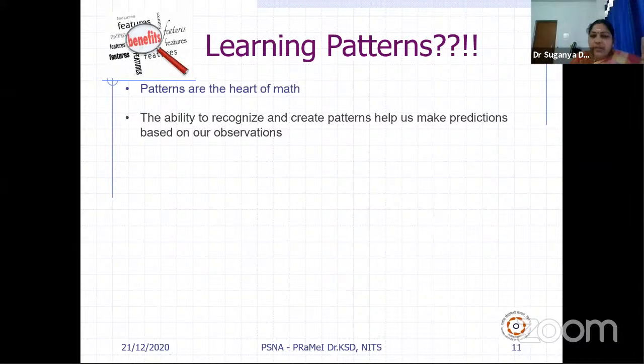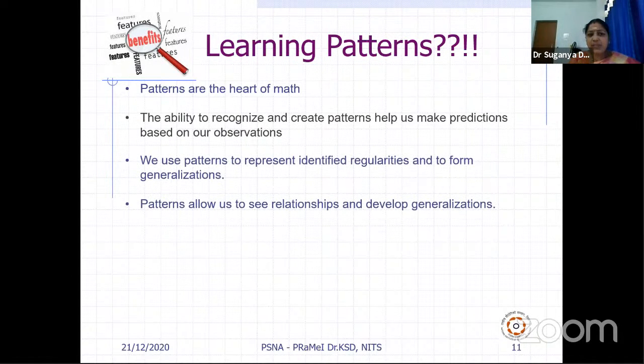Then the ability to recognize and create patterns helps us make predictions from our observations. So I will be observing something, observing some patterns, and from the patterns I will predict some output. It might be like this, as it is following this kind of pattern, so things are evolving like this. So I can come to predictions based on my observations. For that, the pattern will help me.